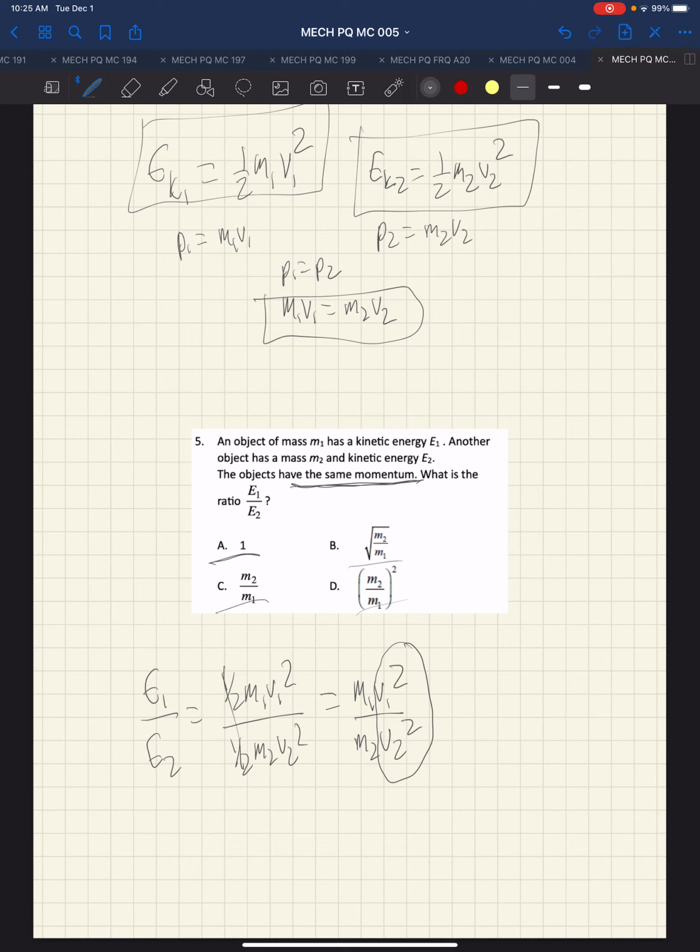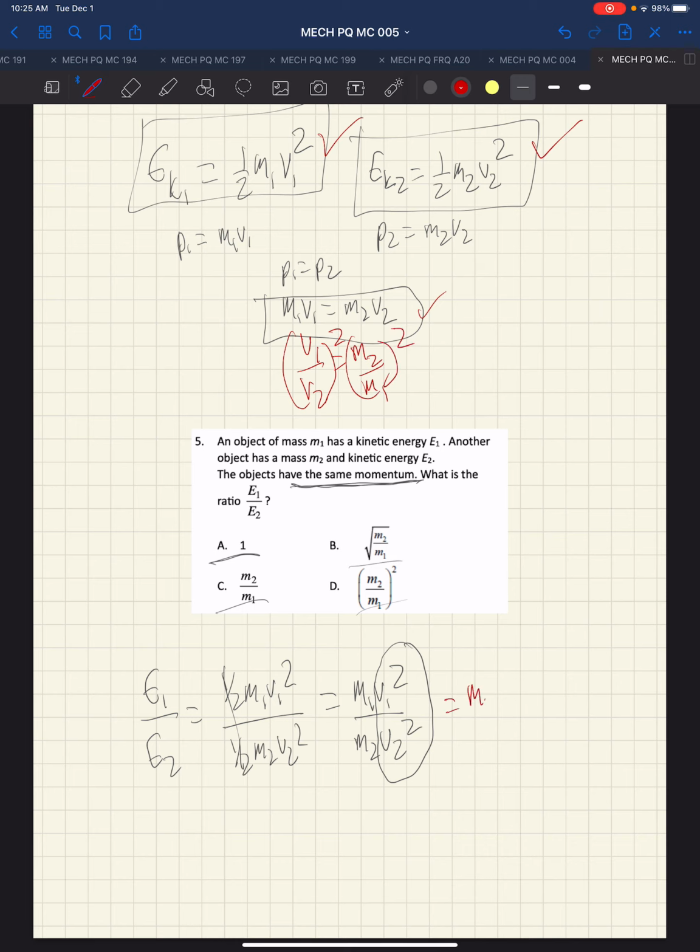We've already used our kinetic energy equations. The other thing we know is M1 V1 equals M2 V2. And notice this is V1 over V2. So if we solve this equation for V1 over V2, we get V1 over V2 is M2 over M1. And if we wanted V1 over V2 squared, we would square the other side.